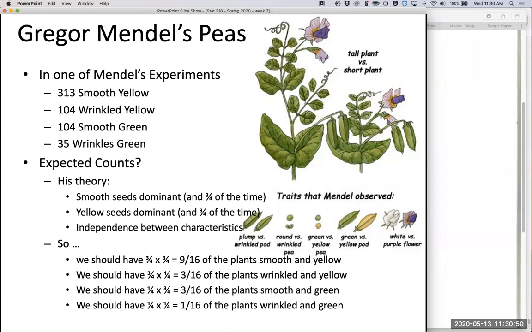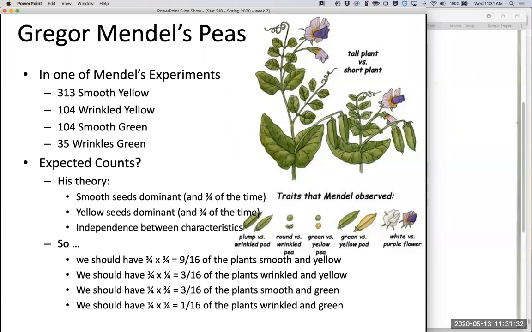In the first generation of hybrids, all of the first generation hybrids should have one gene from each mom and dad plant. We should see smooth yellow seeds because smooth and yellow are both dominant. But in the second generation, the first generation crossbred with the first generation, we're going to end up with 9 out of every 16 plants should be smooth and yellow. 3 out of 16 should be wrinkly and yellow. 3 out of 16 should be smooth and green. 1/16 should be wrinkly and green.